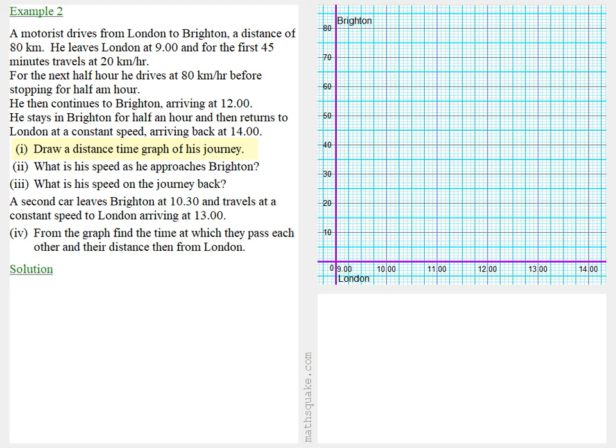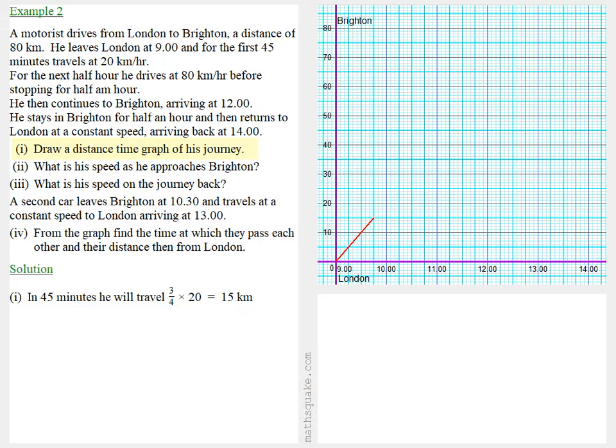Along the horizontal axis, we put the time, which starts at 9 and finishes at 1400 hours. And on the vertical axis, we draw the distance, which starts at 0 and goes up to 80 kilometres. Well, if he leaves London at 9 and drives for 3/4 of an hour at 20 kilometres per hour, he will have driven 15 kilometres. So we draw a line starting at 9 o'clock and a distance 0, going to 9:45 at a distance 15.